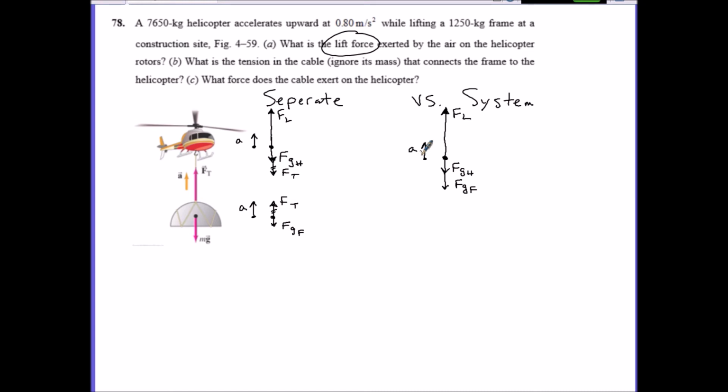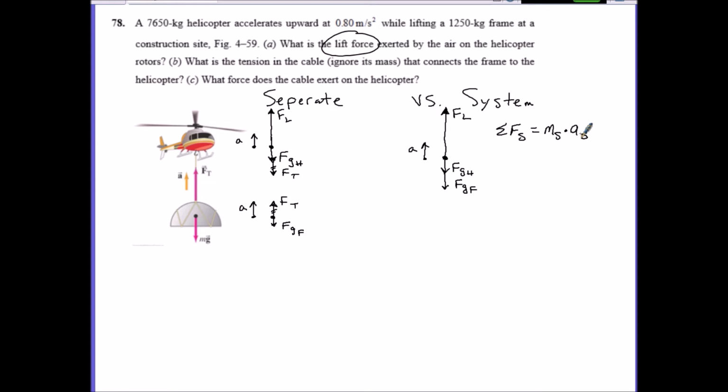Now, it's up to you which way you'd want to solve this, but for this video, I'm going to solve this using the system. It's just far easier to do. Part A is asking what is the lift force exerted by the air on the helicopter? Well, that's right here. The sum of the forces on the system is equal to the mass of the system times the acceleration of the system. So Newton's second law is foundational.